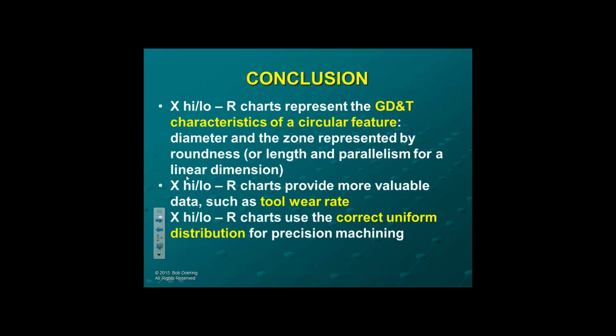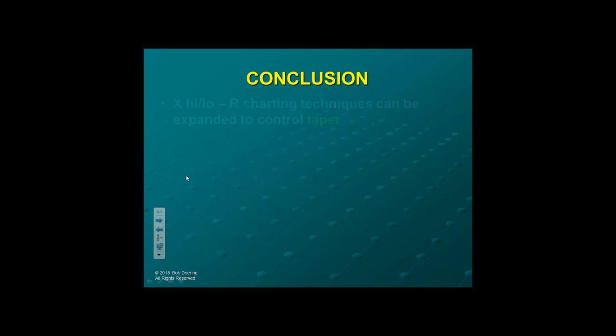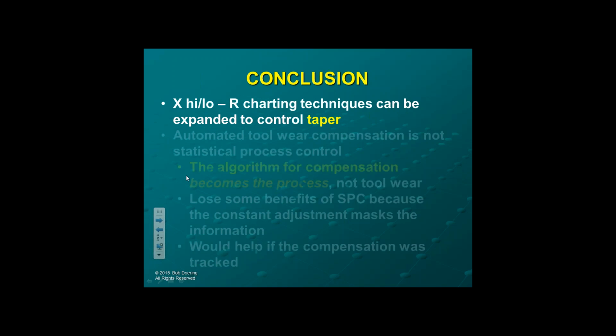The X-high-low R charts use the correct uniform distribution for precision machining for its calculations. Not only that, you can extend the use to control taper with the X-high-low R charting methodologies. That takes a little more time to explain. We'll have to do that at another point. But it's another very powerful extension of the X-high-low R charting methodologies.